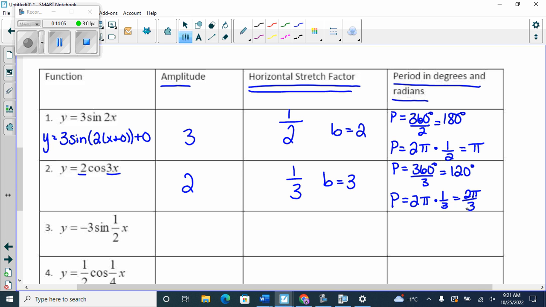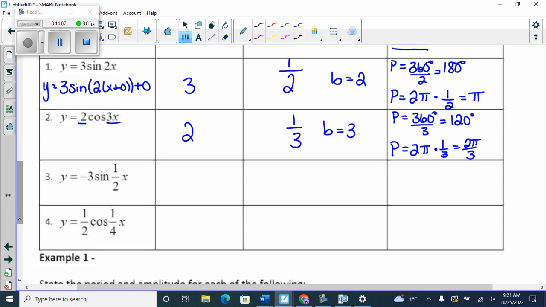Okay? Is the amplitude -3 on this one? No, amplitude is always absolute value because it's always positive. Amplitude is a distance, and distance can't be negative, right? Displacement can be, but distance can't be. So my amplitude is 3. Also, my amplitude is equal to the vertical stretch, and the vertical stretch can never be negative, correct? That's a reflection. My horizontal stretch factor is 2, and my b is a half.